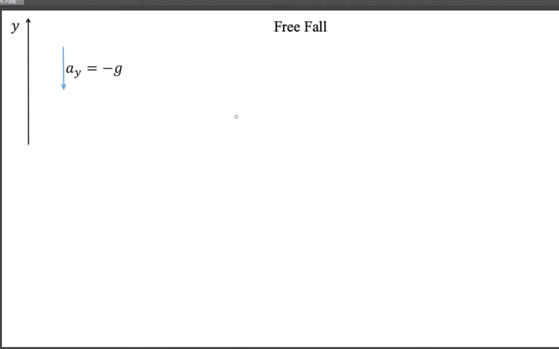Let's look at one special 1D motion with a constant acceleration. This one is called free fall. Let's say you have an object and you let go of it, and then it will fall down to this position here.